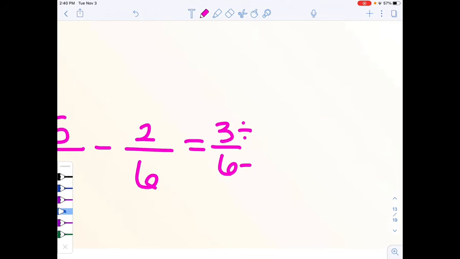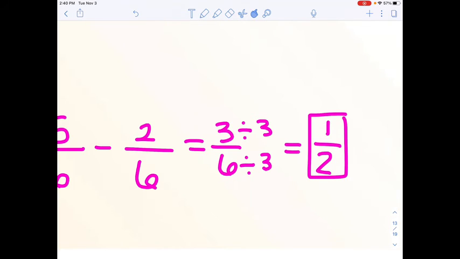Divide both by 3 to simplify. 3 divided by 3 is 1. 6 divided by 3 is 2. So I'm left with 1/2.